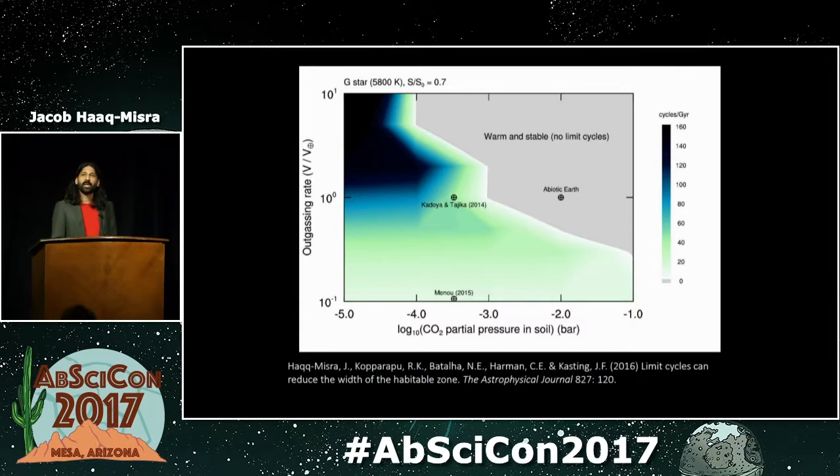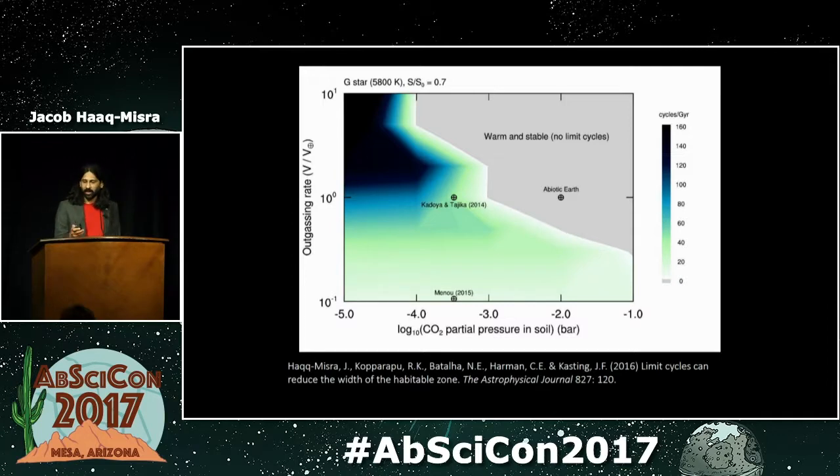Now, I've mentioned volcanic outgassing rate a couple of times. The volcanic outgassing rate, as you may imagine, is a very critical parameter for this, because that determines how quickly you build up CO2 in your atmosphere. And so I've shown that here. This is the volcanic outgassing rate, where 10 to the 0 is scaled to present-day Earth. The other important factor to think about, though, is how much CO2 should be dissolved or sequestered in soil.